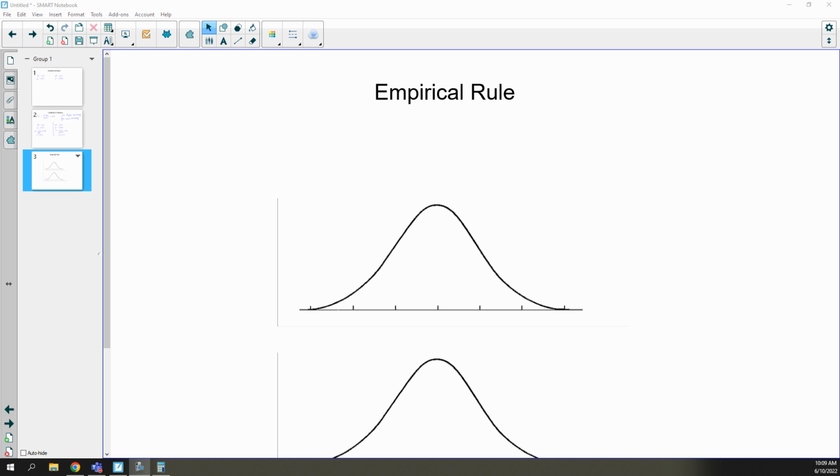Hi there. In this video, we're going to explore the empirical rule and how standard deviation ties into this. The empirical rule is also known as the 68, 95, 99.7 rule. The reason for that is that it refers to the probability associated with 1, 2, and 3 standard deviations away from the mean.